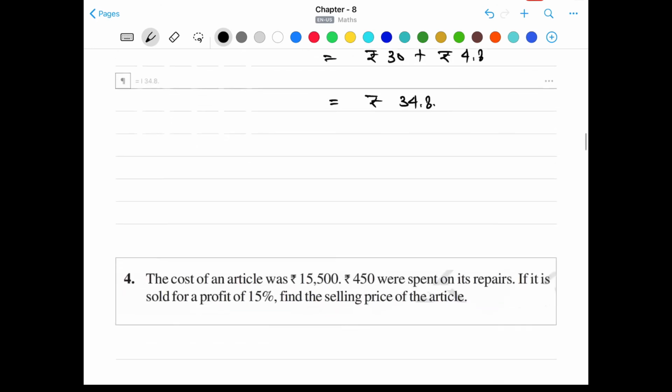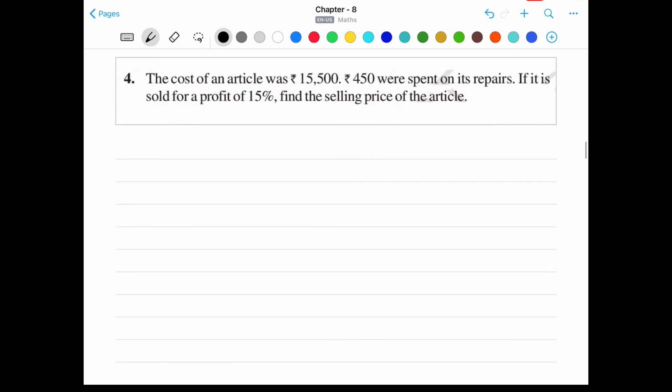Now let's move to question number 4. The question says the cost of an article was 15,500 and an additional 450 was spent on its repair. So there is an article whose cost price is 15,500 rupees, and an additional amount of 450 rupees was spent on its repair. If it is sold at a profit of 15%, find the selling price of the article.